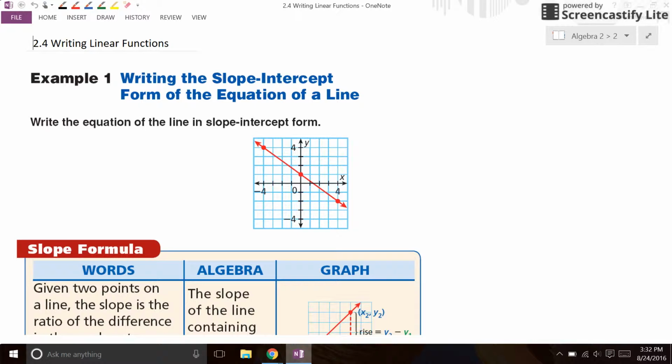Section 2 is writing linear functions. In other words, making the equation of a line. How do you make an equation of a line? You've got some data and you want to know an equation of a line.